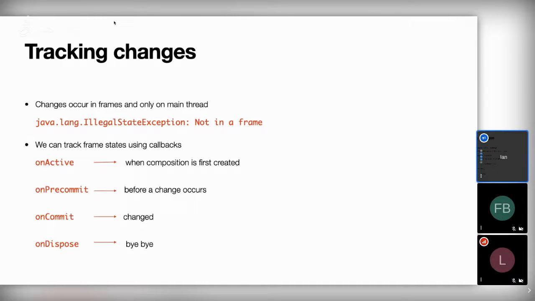And those changes only occur in the main thread. So you will get an exception that says not in a frame if you're trying to do something outside of the main thread. So just so you know, it's basically like old Android, I don't know, what was it, the on main thread exception or something like that.